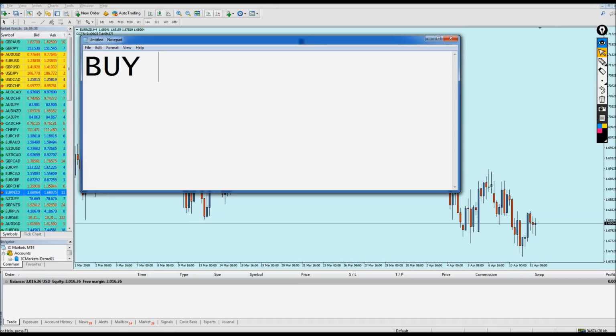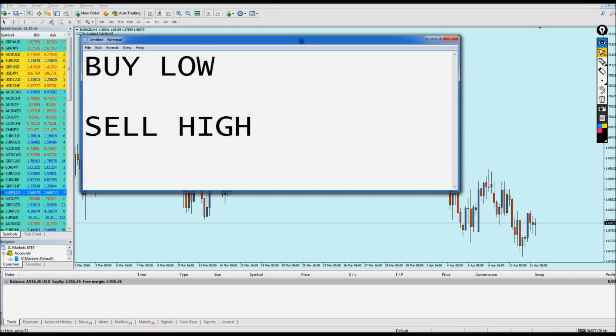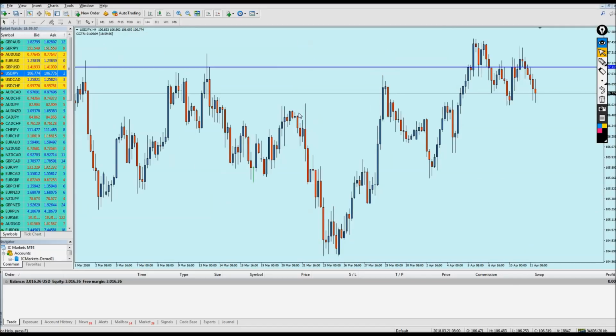Always buy low and sell high. Always be sure when you are going to scalp for a buy option, you have to be on a support level. If you want to scalp with a selling option, you have to be on a resistance. On the 4-hour chart, always check your location.